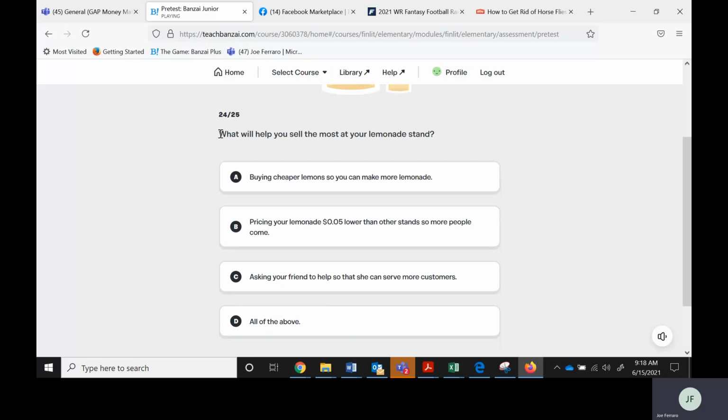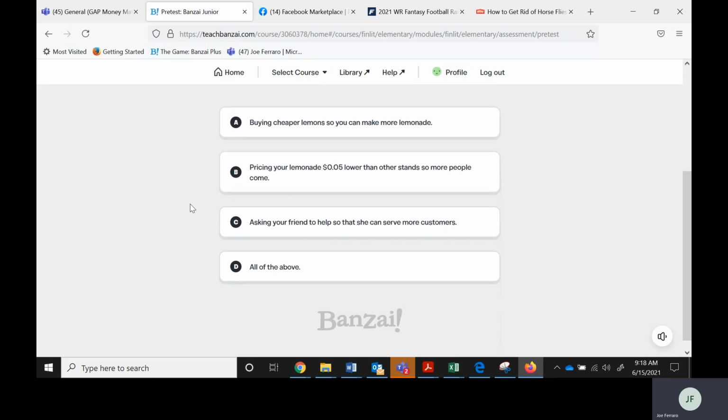Twenty-four, what will help you sell the most at your lemonade stand? A, buying cheaper lemons so you can make more lemonade. B, pricing your lemonade 5 cents lower than other stands so more people come. C, asking your friend to help so she can serve more customers. Or D, all of the above.